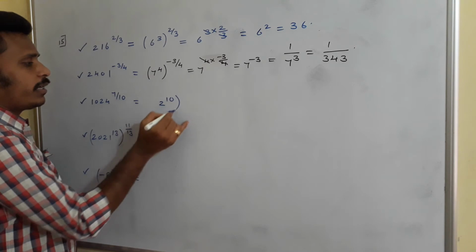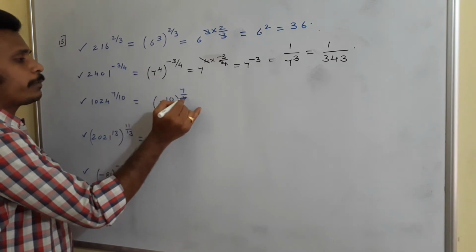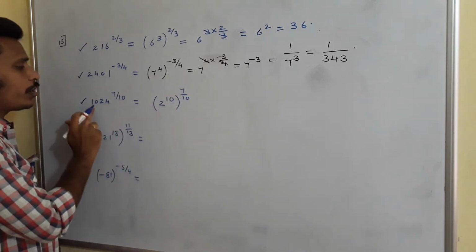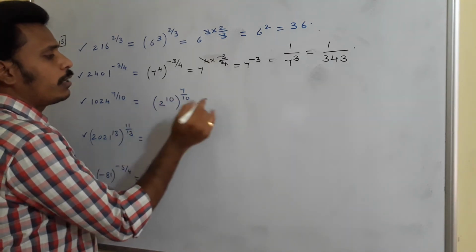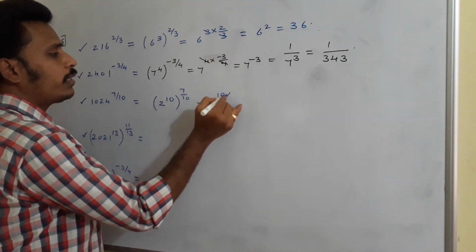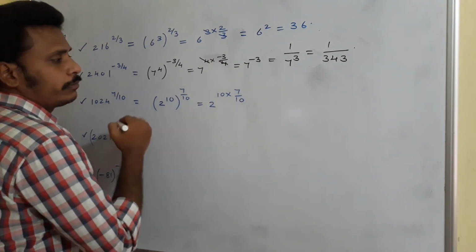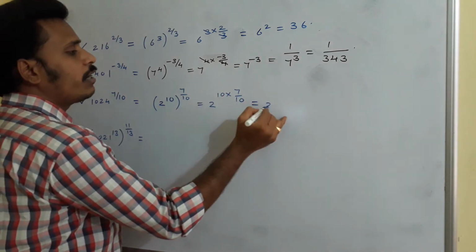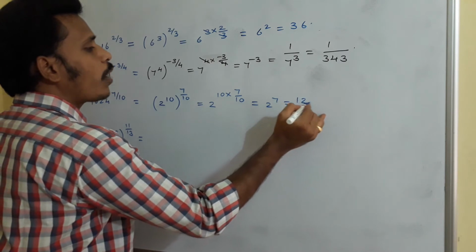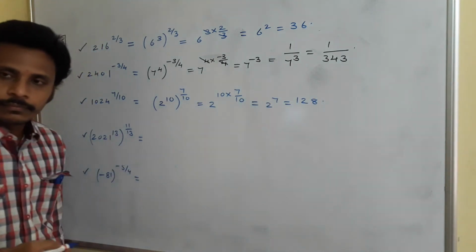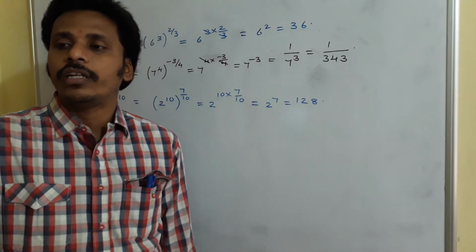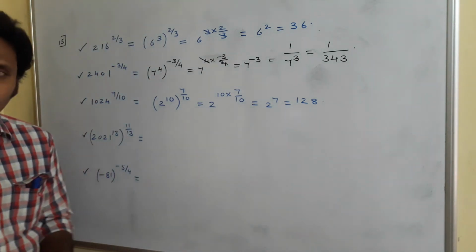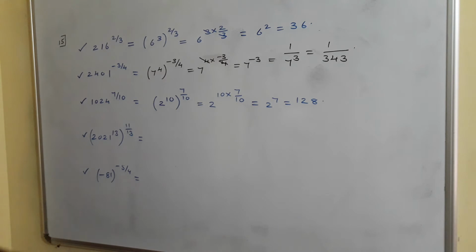So 2 power 10 to the power 7 by 10. I am just rewriting this 1024, and by the laws of exponents, as we discussed, you need to multiply these two. 2 power 10 into 7 by 10, and 10 and 10 get cancelled. We are left with 2 power 7, and its value is 128. 2 power 7, multiplication of 2 for 7 times, which is 128. There is the problem. Okay, you just think about the next one.